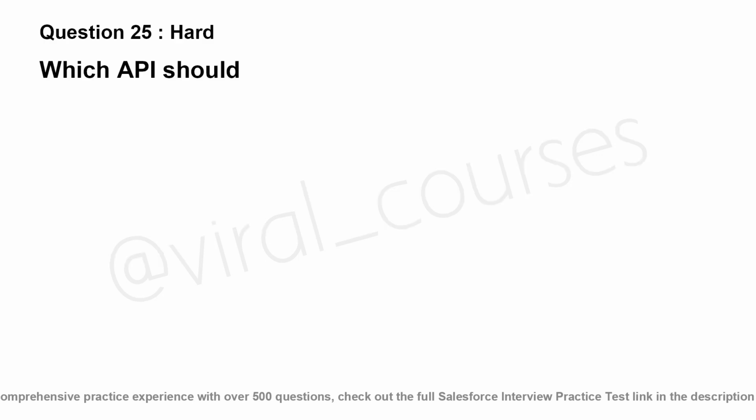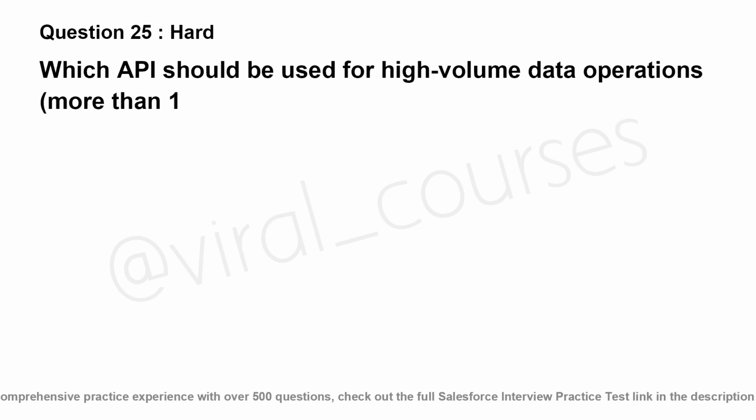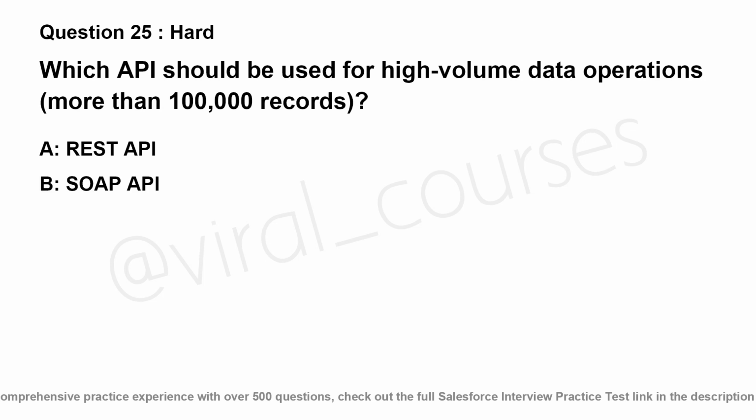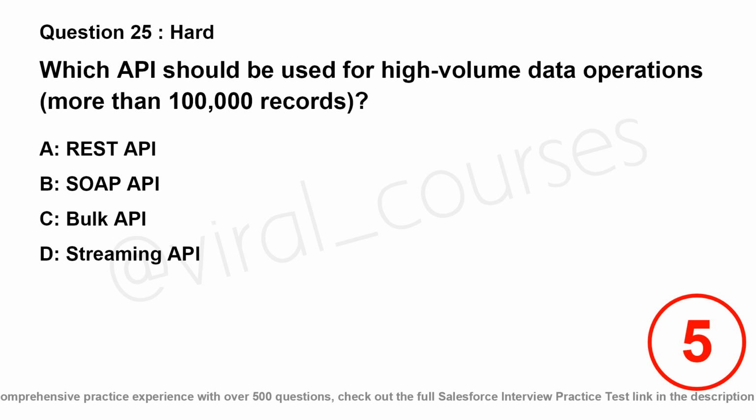Which APIs should be used for high-volume data operations, more than 100,000 records? Option A, REST API. Option B, SOAP API. Option C, Bulk API. Option D, Streaming API.